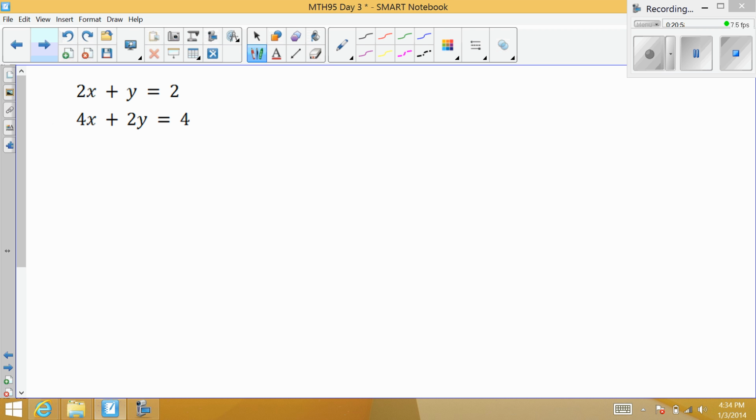Okay, we'll run through this one. This one, I think, might give us one of our special cases. So if I want to eliminate the x's here, I could multiply the first equation by negative 2. That way, my 2x times negative 2 would be a negative 4x, and the 4x and the negative 4x would cancel out. So my goal is to try to get the coefficients for the x's or the coefficients for the y's to be the same value, but one positive, one negative.